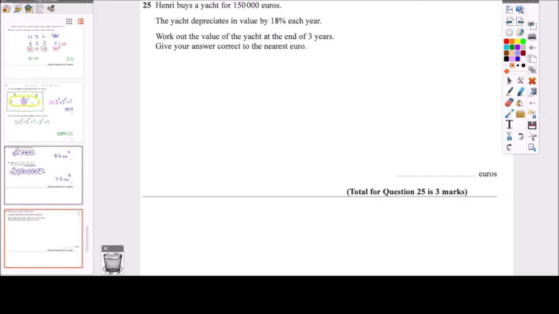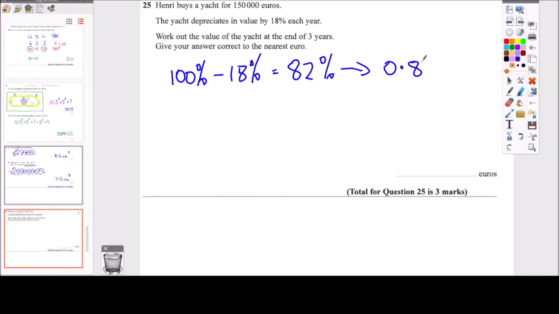Question 25. Now, it depreciates by 18% each year. So it goes down by 18% each year. So it goes from 100% and you take away 18% from that. 100 take away 18 is 82%. Now, 82% is what we're left with at the end of each year. So the multiplier we're going to use is 0.82.